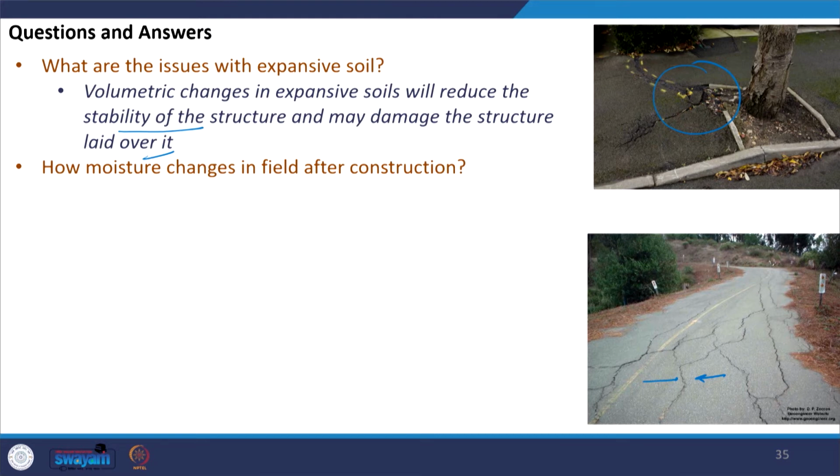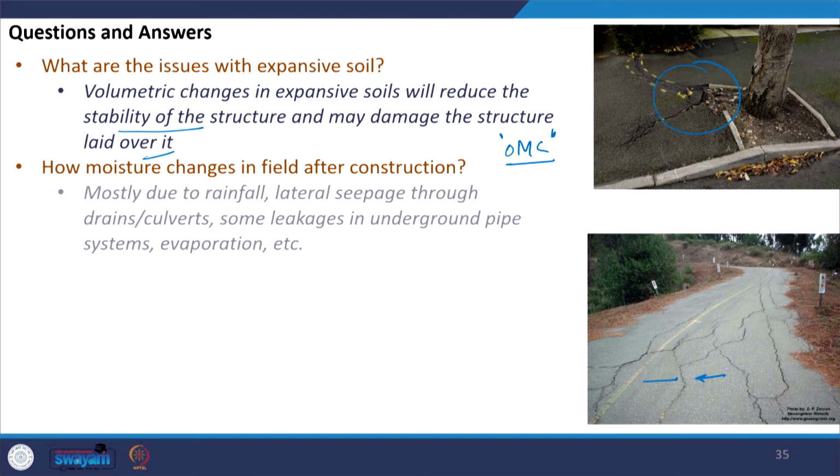The question is, in the field how is moisture changing, because I have already constructed it at the OMC. So, how does the moisture change or deviate from this OMC? Well, this also you can imagine very easily that the moisture in the soil can change because of rainfall, let us say, because of increasing the level of the groundwater table.